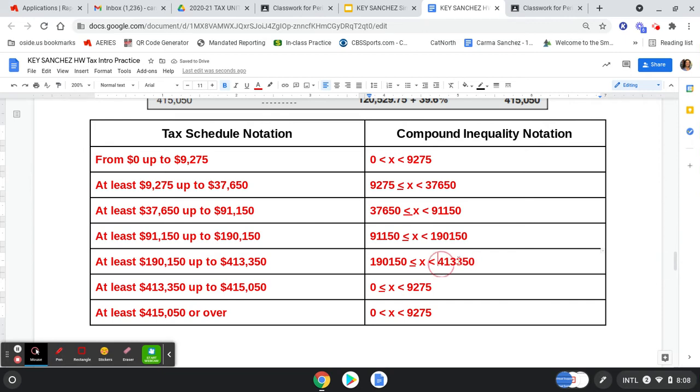And then from 413,350 up to 415,050. And then remember here that it's basically going to change. This one's going to become, for all values greater than or equal to 415,050. On that one, so how'd you do on this one? Are you getting good at translating the words into the inequalities?